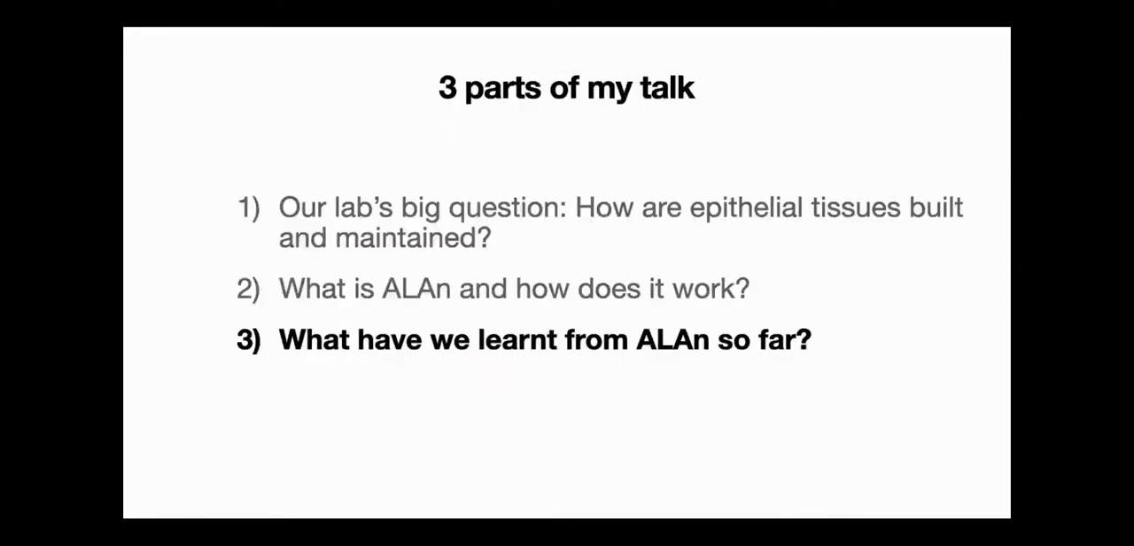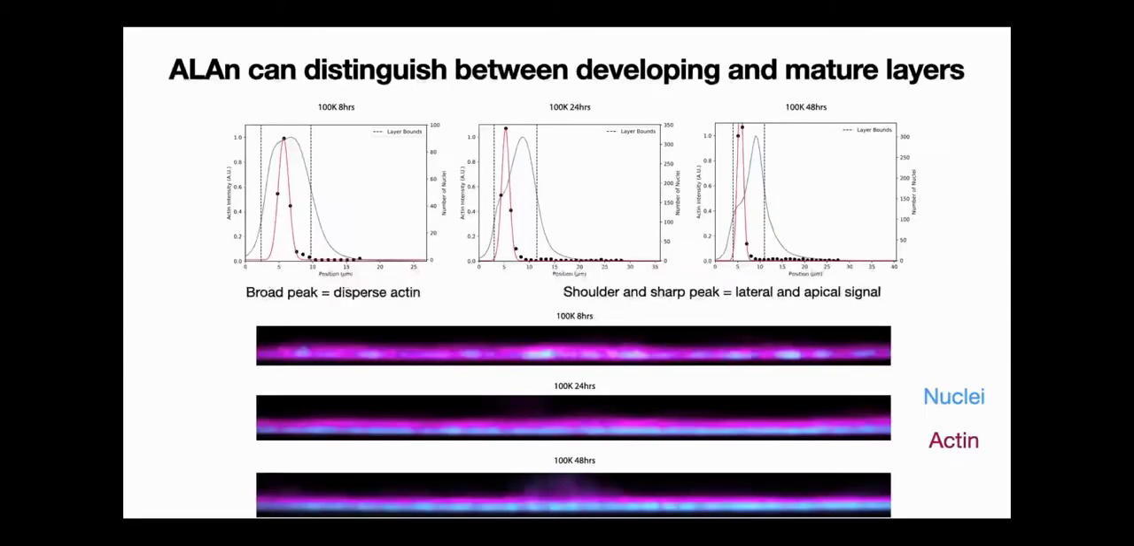So coming to that, what is it that we've learned from Alan so far? One of the things that we can get from Alan is that we can distinguish between developing and mature layers. So we see that at 8 hours post-plating, the image is classed as a layer according to Alan.